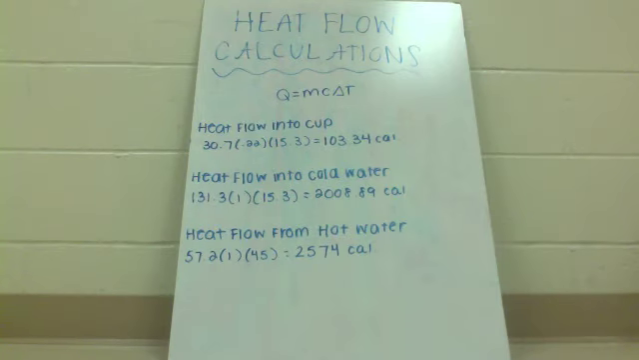Using the final temperature calculated, we can plug it into the heat flow equation and use that for the delta T to find the change in temperature. From this, we can tell that 2,574 calories of heat was lost from the hot water, and 2,008.9 calories were transferred and gained to the cold water, and 103.34 calories were given to the cup.